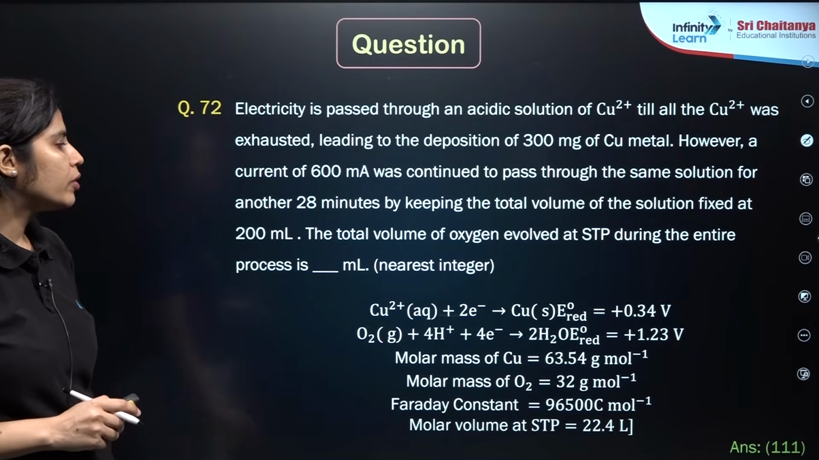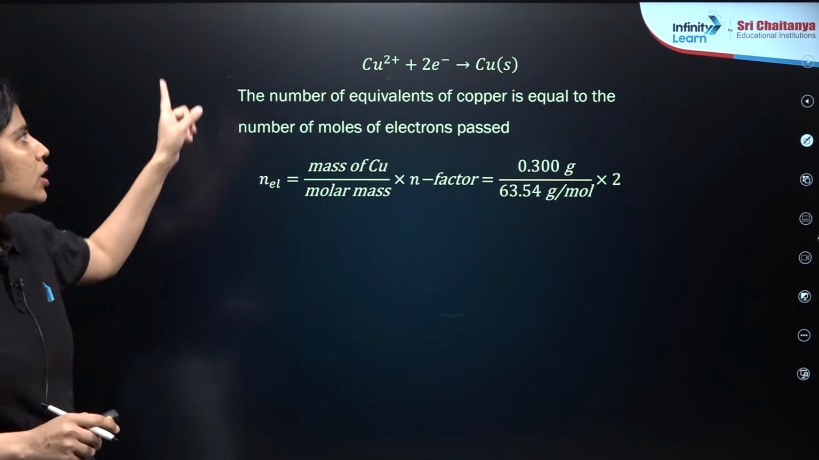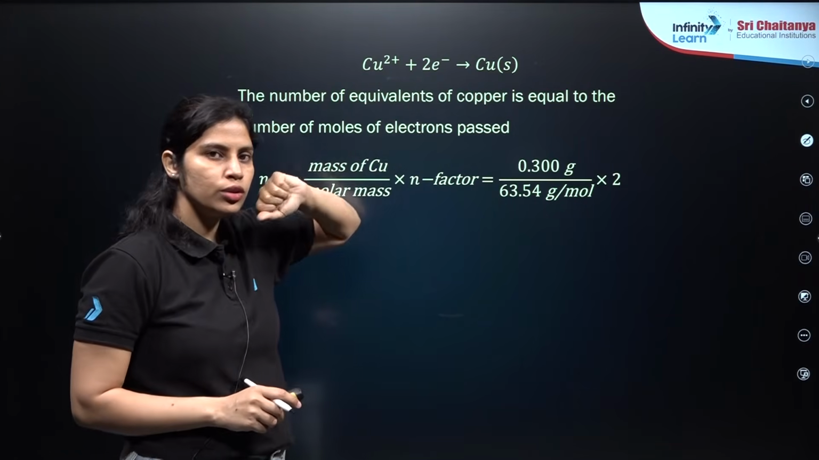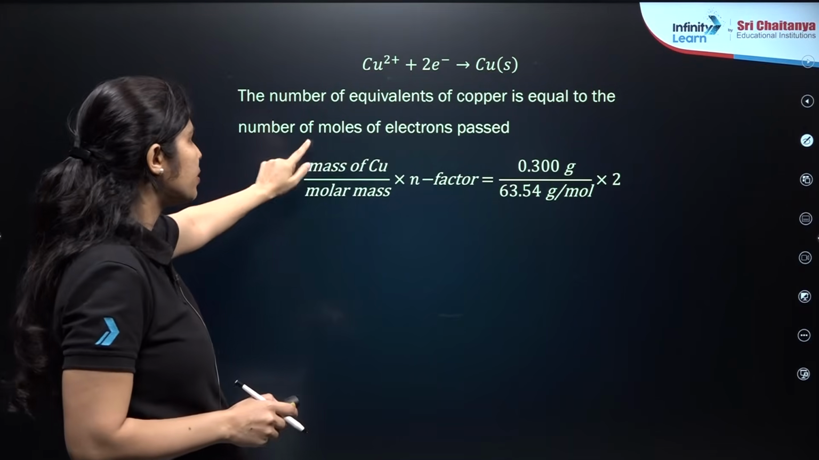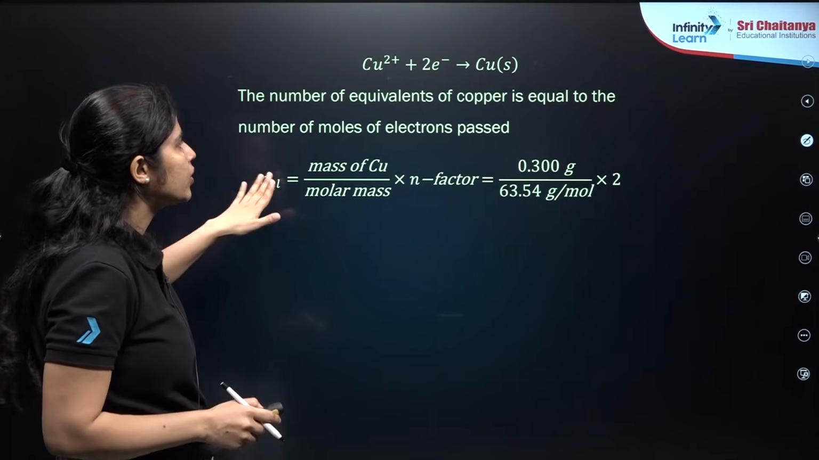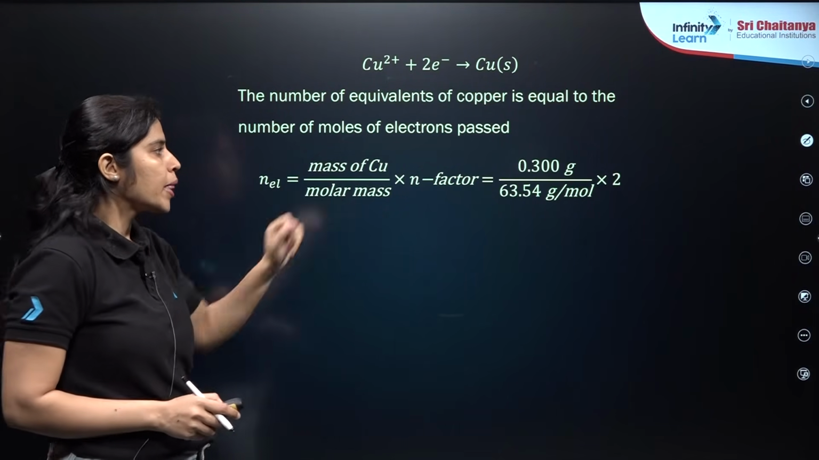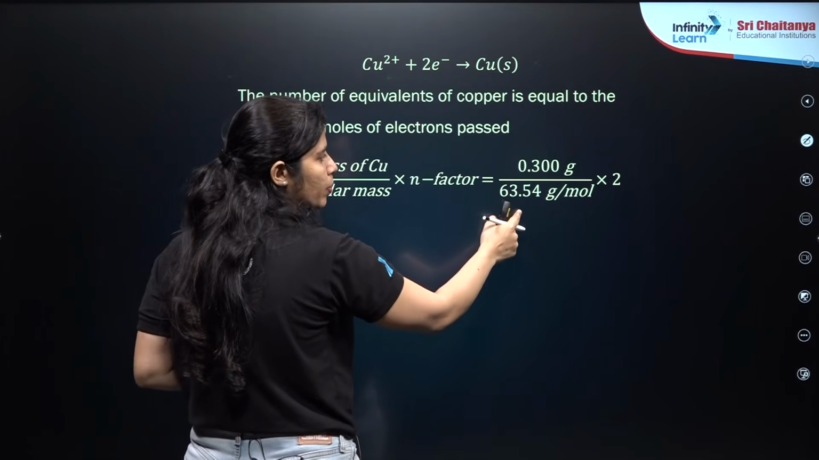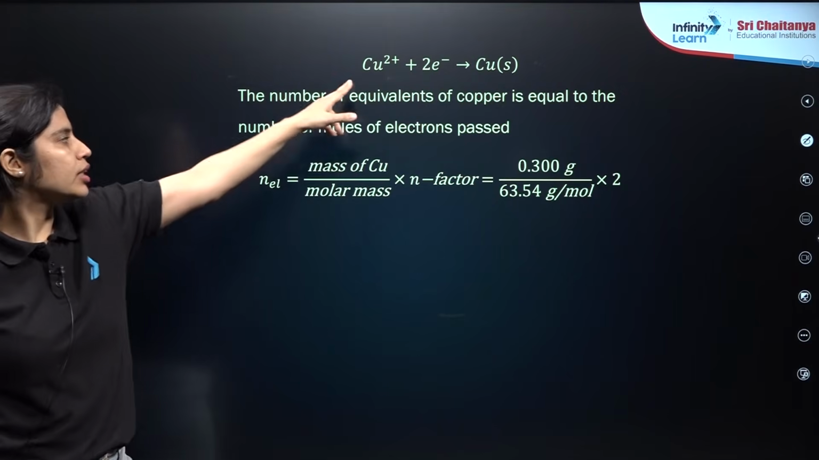So first of all, what we are going to do over here is write down the equation for copper 2+ taking electrons to convert into copper. Cu2+ to Cu. Number of equivalents of copper is equal to the number of moles of electrons passed. So we write the formula for the number of moles of copper, which is mass by molar mass into n factor. Mass is given, molar mass of copper is 63.52, into n factor, which as you can see is 2 from the equation.